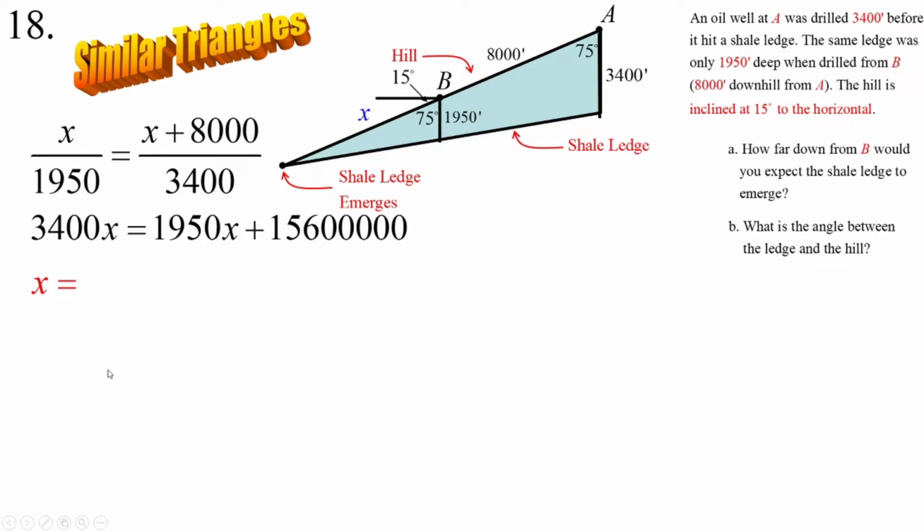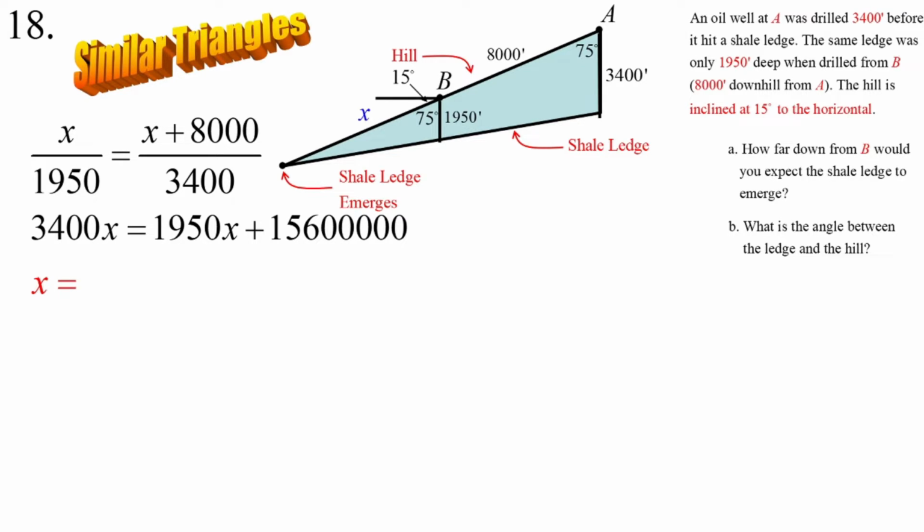In fact, I'll do that with you right now. Let's try to do that on our calculator. So let me see, what's 3,400 minus 1950? All right, and that number is 1,450, and so on the left, I have 1,450x equals 15,600,000. So to solve for x, I'm going to take that 15,600,000, and I'm going to divide by 1,450.